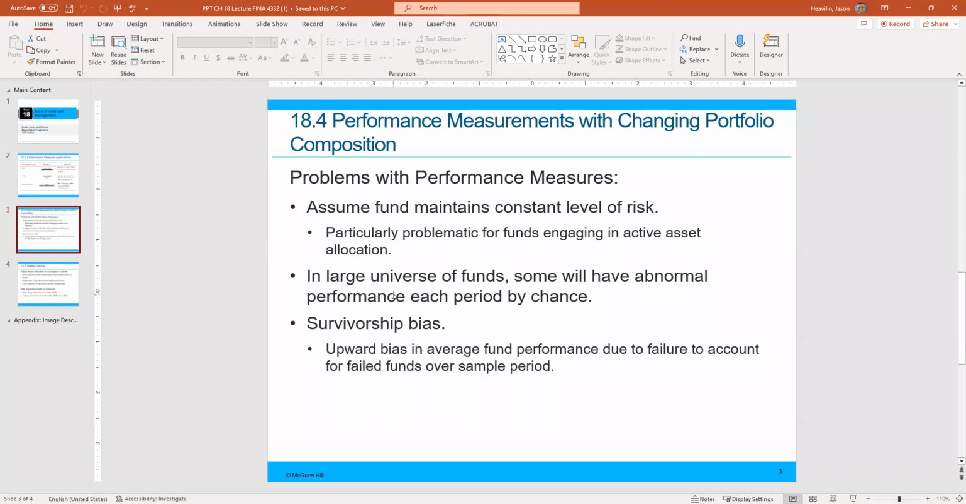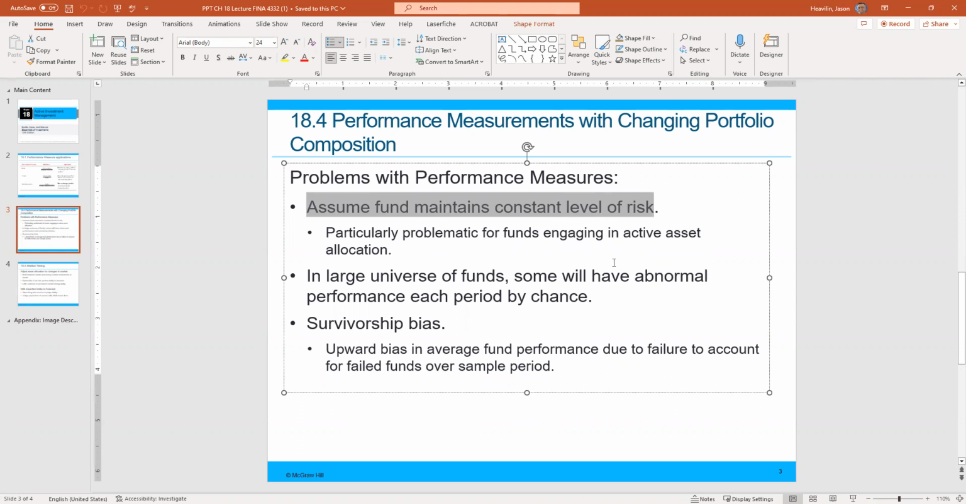That line there says upward bias in average fund performance due to failure to account for failed funds over the sample period. So this is an issue with technical analysis, and it's related to this: the fund maintains a constant level of risk. So we use the historical performance, risk, and return, and there's this assumption that it's going to continue moving forward into the future with the same level of risk and return. However, the history behind these funds, these assets in those funds, has a survivorship bias, because as either companies disappear or funds fail, they move out of the data because they're not there anymore. So you're calculating performance from only the ones that survive, in other words, the winners. So that's why the upward bias.